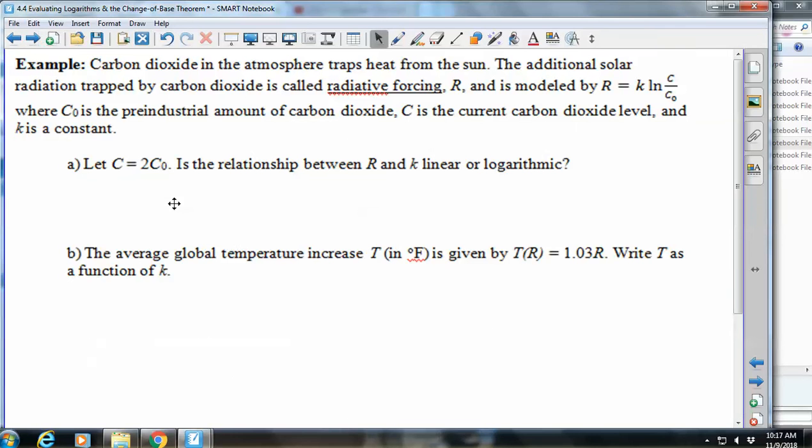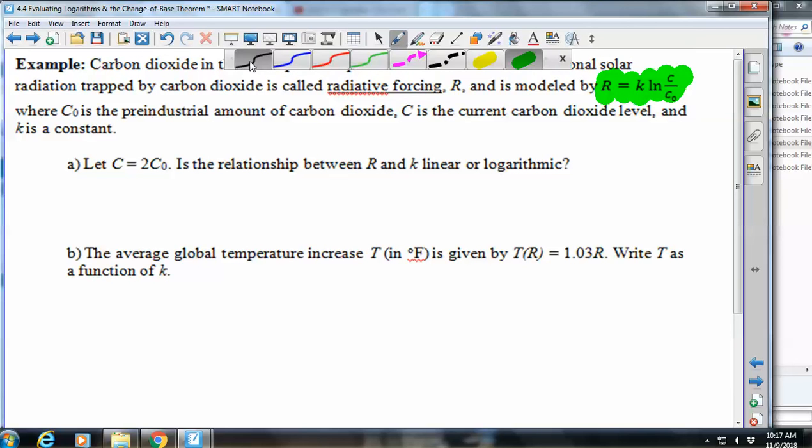One other thing we need to mention for today. Carbon dioxide in the atmosphere traps heat from the sun. The additional solar radiation trapped by carbon dioxide is called radiative forcing R and is modeled by this equation, where C sub 0 is the pre-industrial amount of carbon dioxide, C is the current carbon dioxide and K is a constant. Part A. Let C equal 2 times C sub 0.